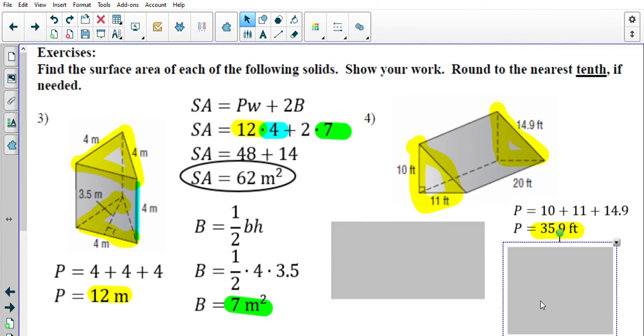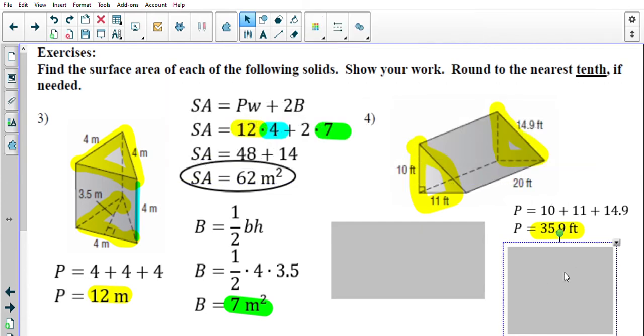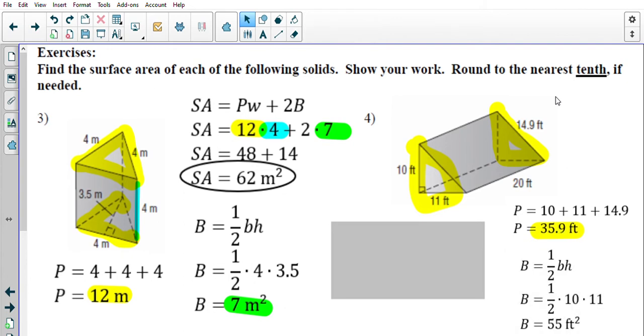Now let's find the area of the base. We'll fix that there. We're going to take half times base times height. The base and height intersect at a 90-degree angle, so that'll be 10 and 11. Half times 10 times 11 gets you an area of the base of 55 feet squared.